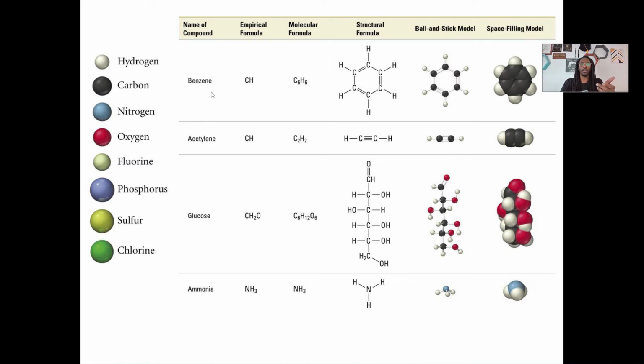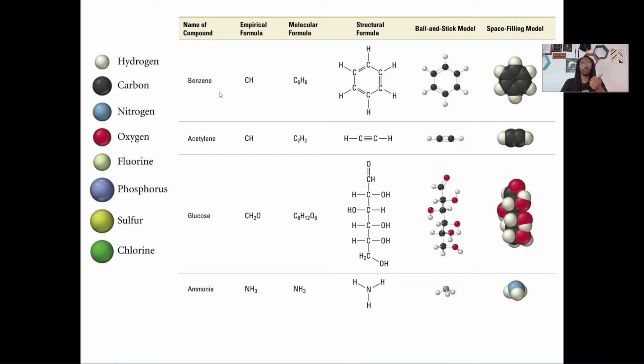So let's just look at a couple of examples here. We have the name of the compound. In this case, the first example is benzene. Benzene is the name of the compound. And this is what I was mentioning before: think of the empirical formula as the simple formula. It's going to give me some basic info about our compound here.